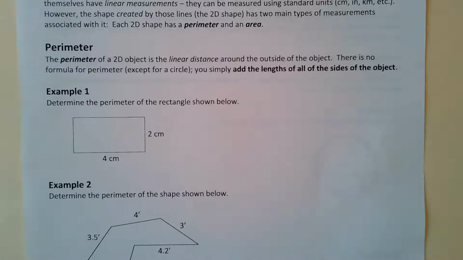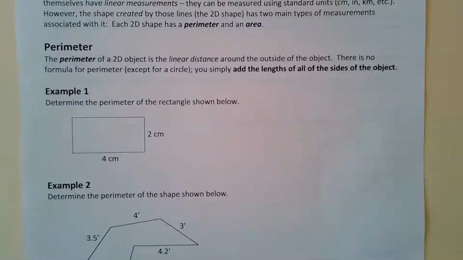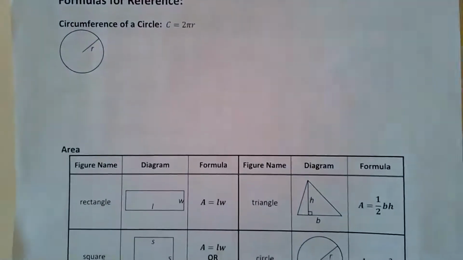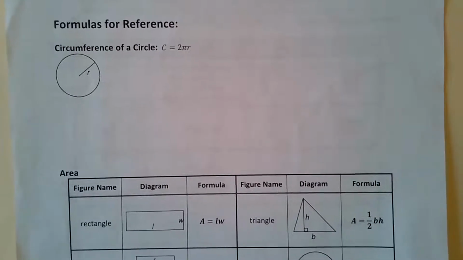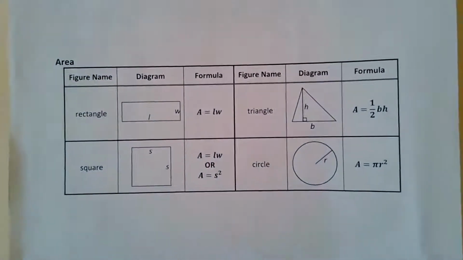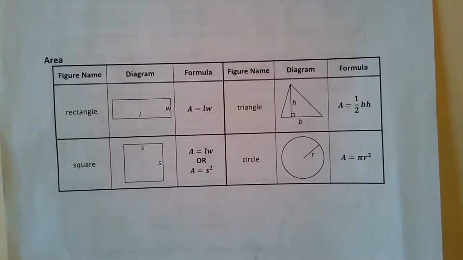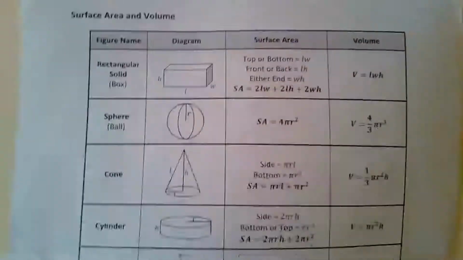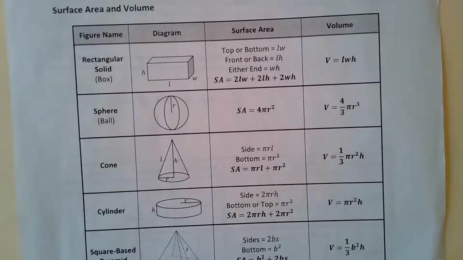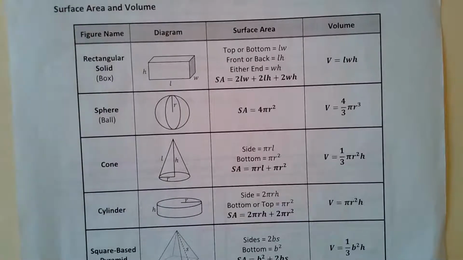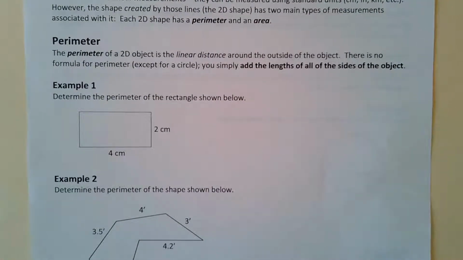One thing I must remind you, at the back of your booklet you probably have a formula sheet for reference. So if you check at the back of your booklet, you'll find a copy of this formula sheet. There are 2 sides to it, and the other side gives you surface area and volume. We'll be using these formulas as we get into lessons 3 and 4. So keep that in mind. We'll be using these today, and in the future.